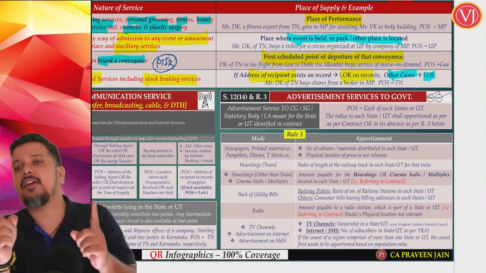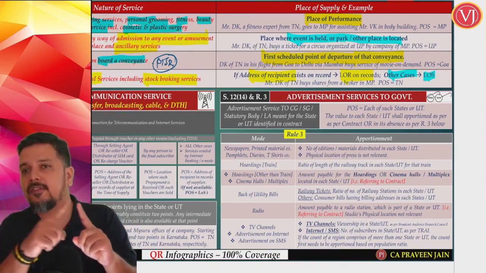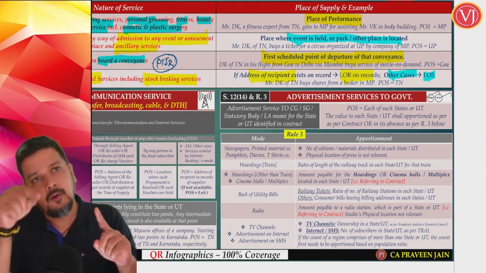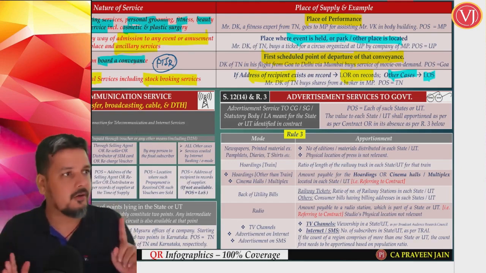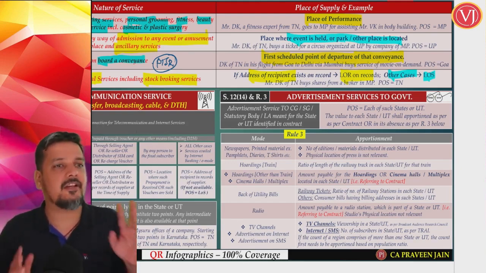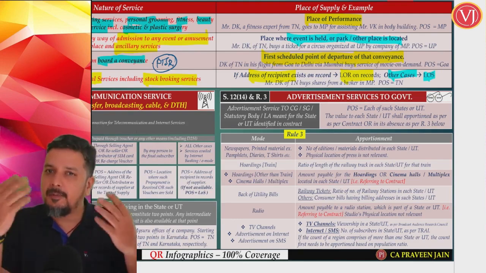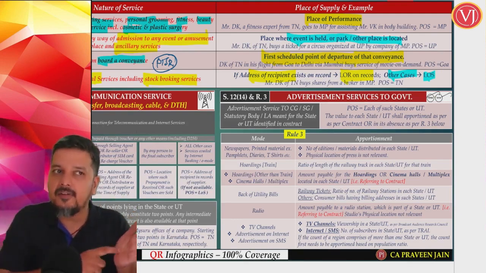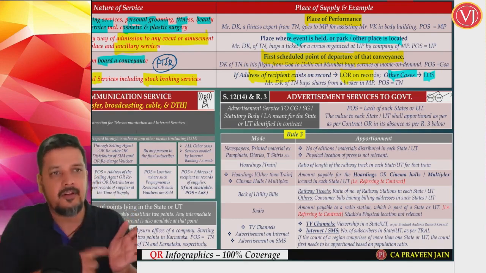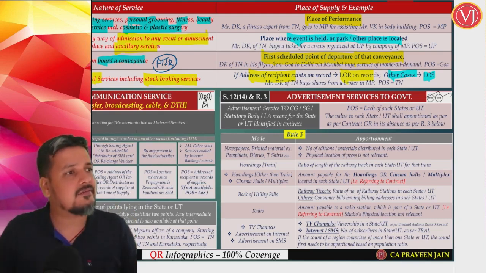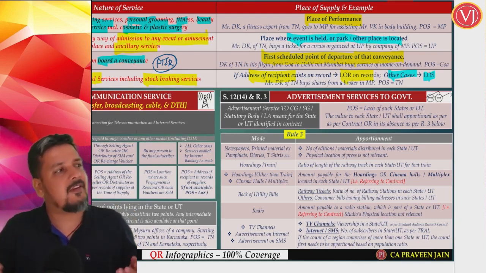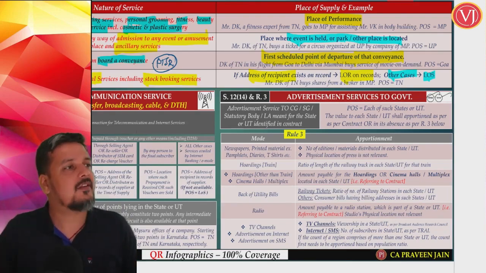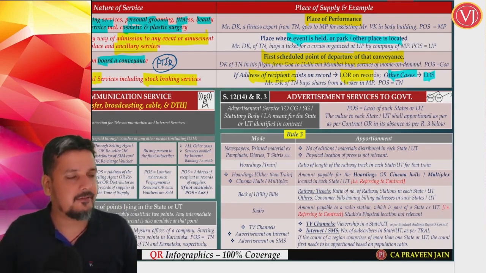So please differentiate it. Insurance, B2B, location of registered recipient. B2C, location of recipient which is available on records. Banking, financial services, including stockbroking, whether B2B or B2C, if address of recipient is there, location of recipient on record. If it is not there, which is very rarely possible, then location of supplier.